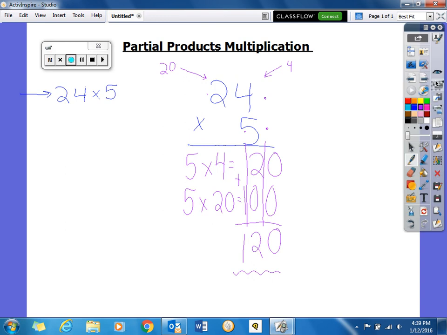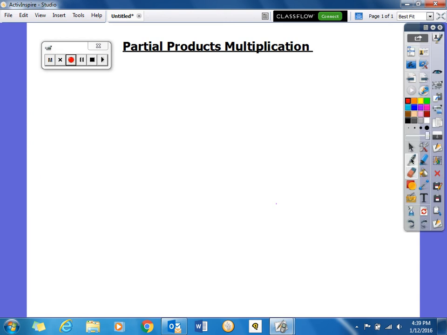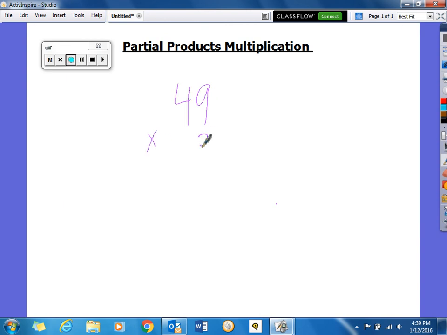Now, for another example, I'm going to erase this so that we can see our next one. We're going to do 49 times 3. With the same process, we see that in the ones place we have a 9, and a 9 in the ones place makes it a 9. In the tens place we have a 4, and a 4 in the tens place makes it 40. So, to start off by multiplying our ones together, we have 3 times 9, which we know is 27.